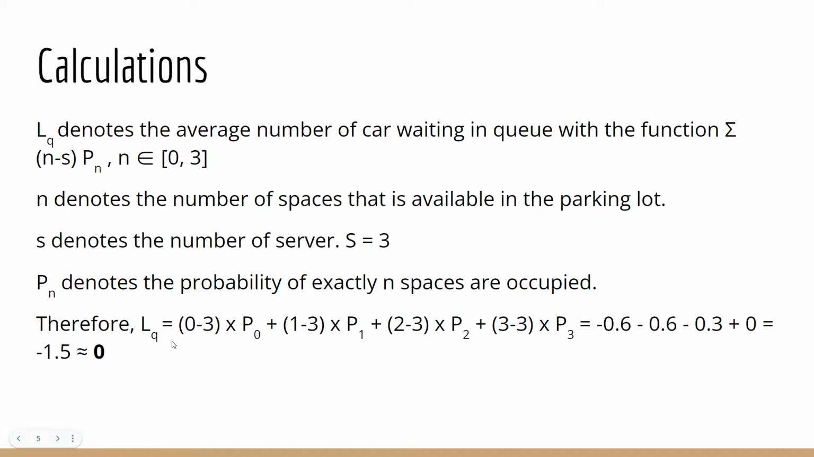We get this equation. So we just do the calculation. We get negative 1.5. There's no negative number of cars, so we just round it to 0.